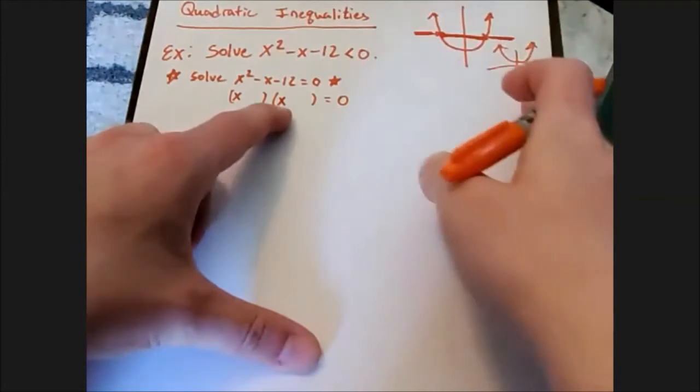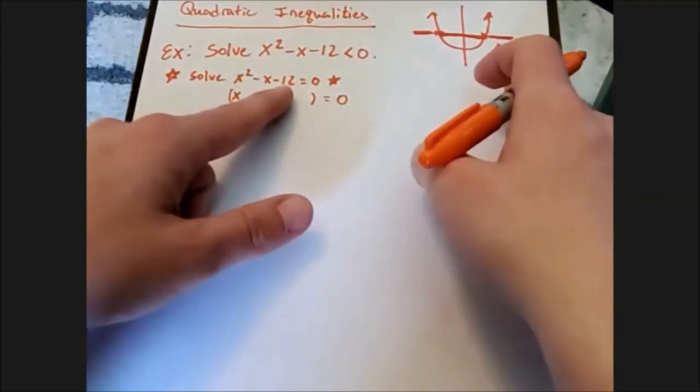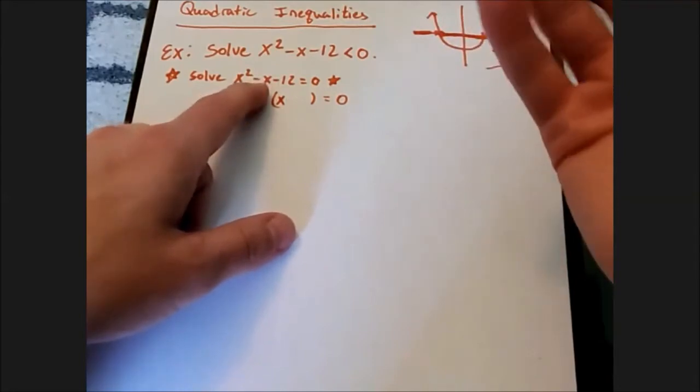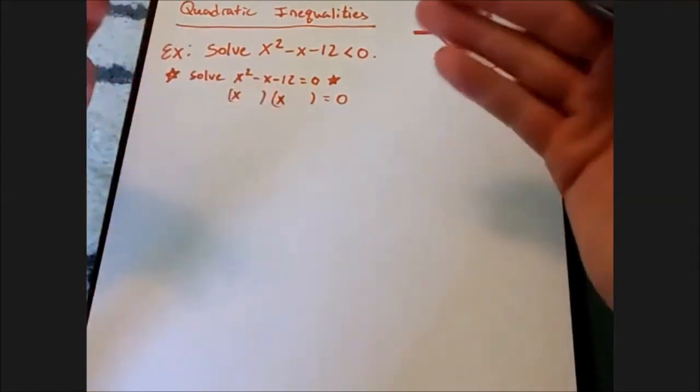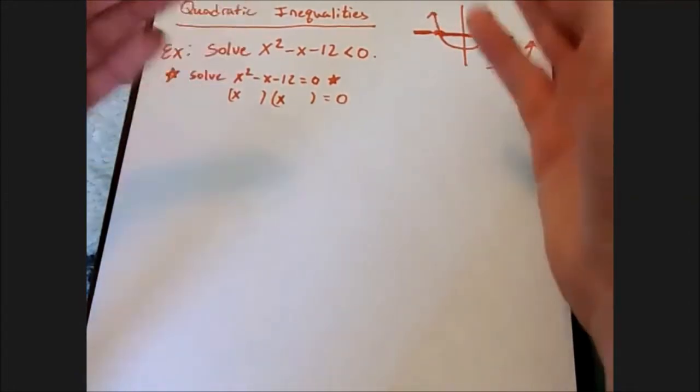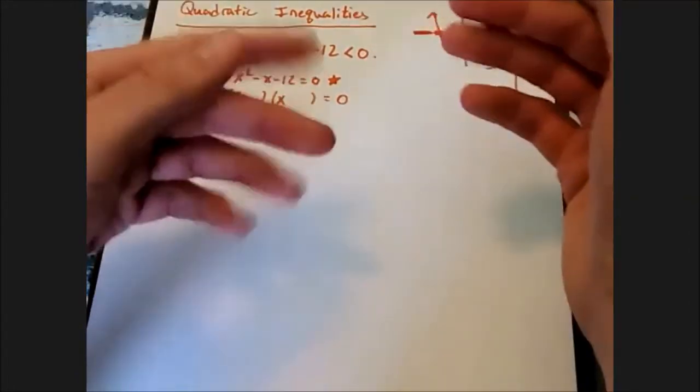To do this, I'm going to be looking for two numbers that multiply to C, negative 12, but also add to B, negative 1. So I need you to think about that. Are there two numbers that multiply to negative 12, yet add to negative 1?